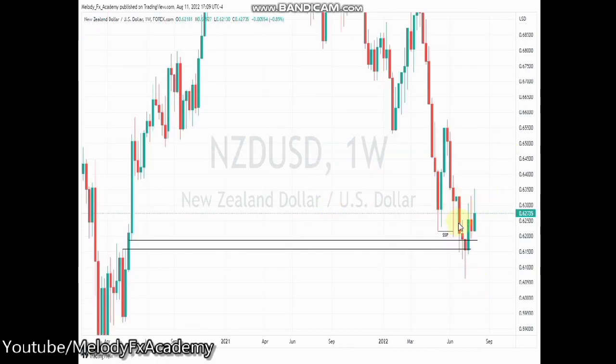Obviously, as price kept on declining, you can see the purpose of it declining was to reach for this fair value gap right here. As you can see, price reached for it, although it dipped a little bit below it, you can see the body of the candles respected the fair value gap.